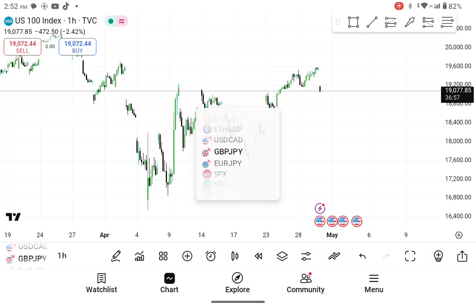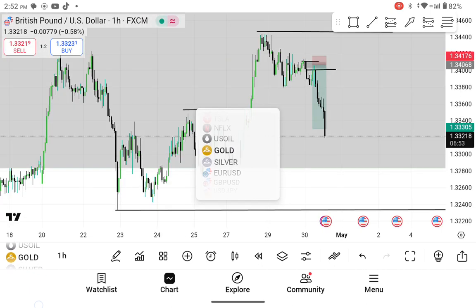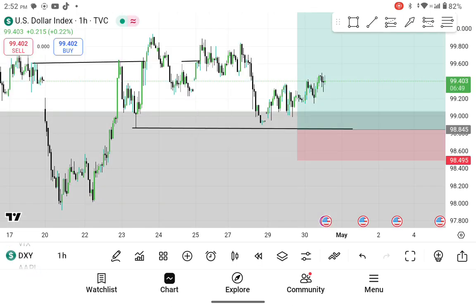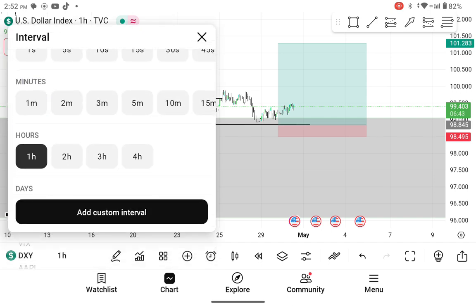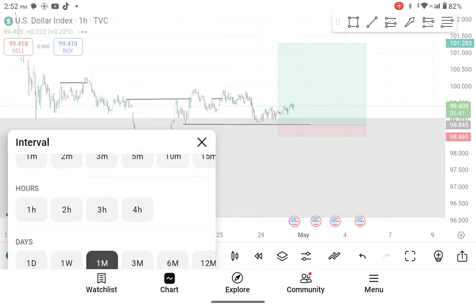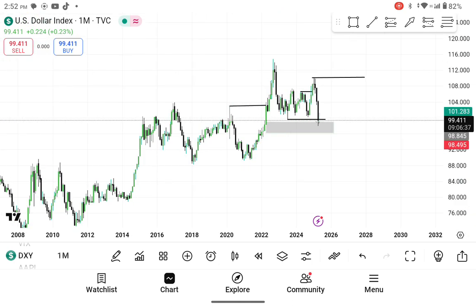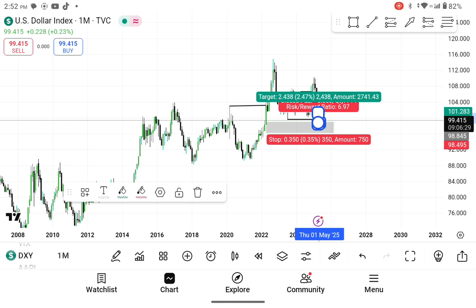Firstly, we want to begin with the DXY. Okay, so this is our DXY. That's why we need to go to our higher time frame, the 1 month time frame. As you can see, in our 1 month we have been going bullish, so we are looking for buy opportunities.